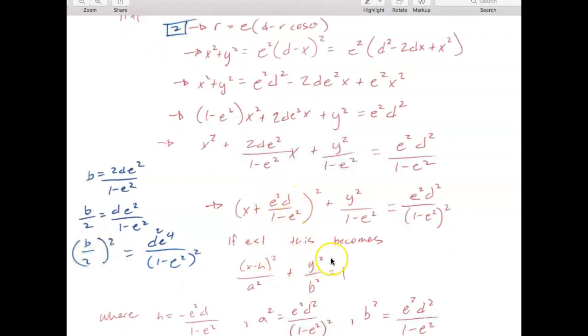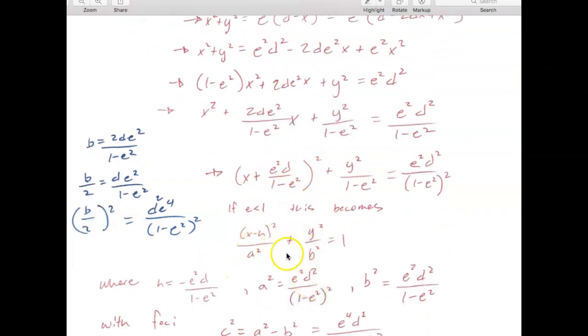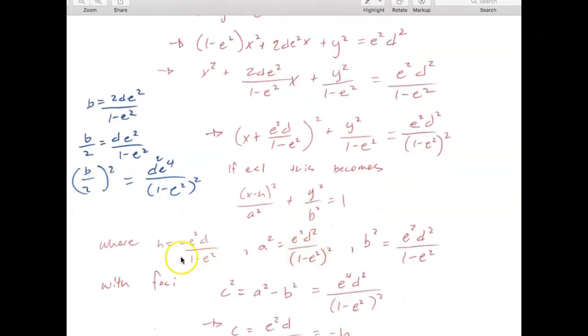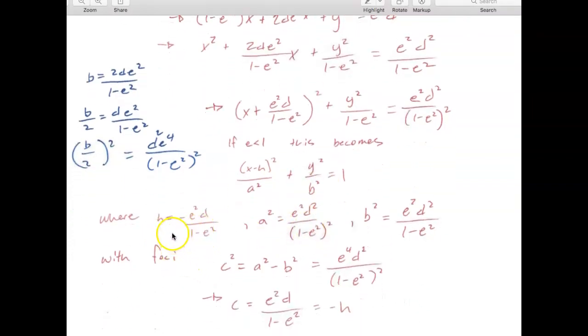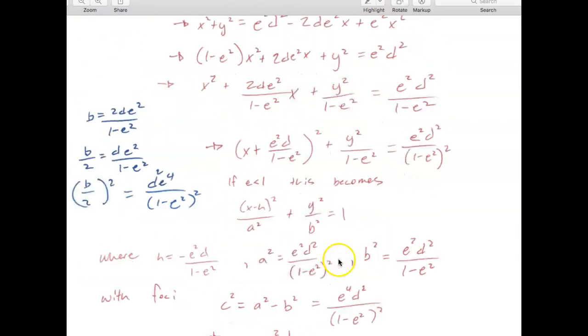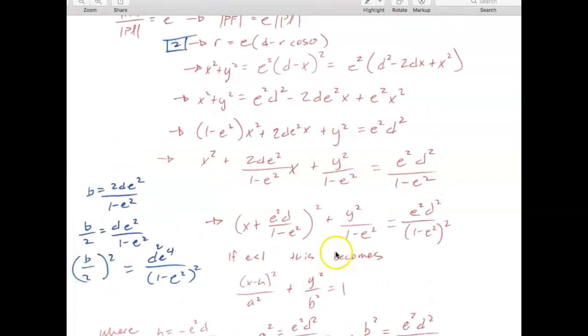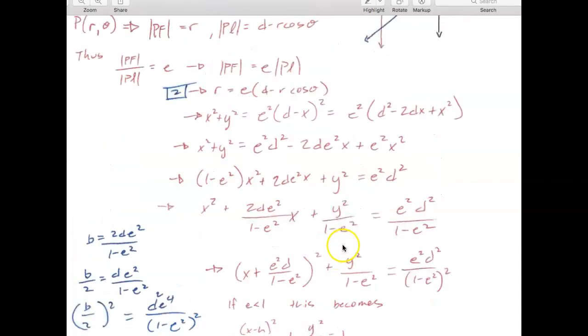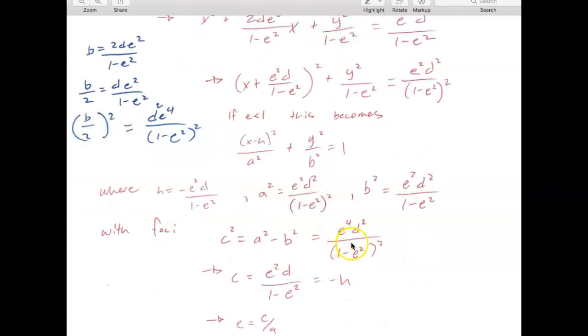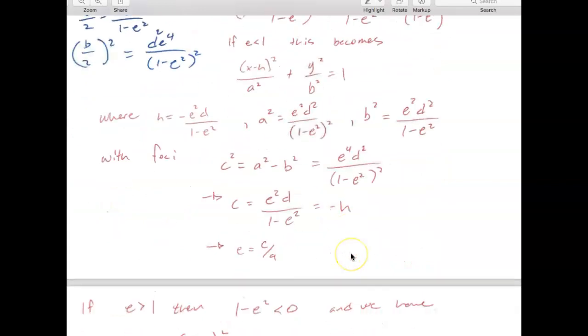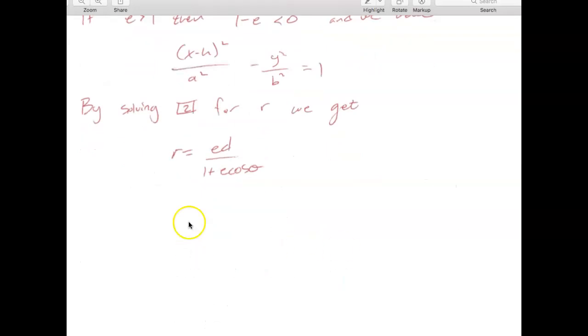So if E is less than 1, I can simplify it to basically an ellipse form, where I'm just setting H equal to all this huge mess. A squared equals this and B squared equals this. So it's definitely doable. It's just a bunch of algebra. I'm not gonna make you recreate this, but it's just to prove, hey, this is actually the equation of an ellipse in Cartesian form. But you can just take that as a given, and we don't need to do that this year. All right.